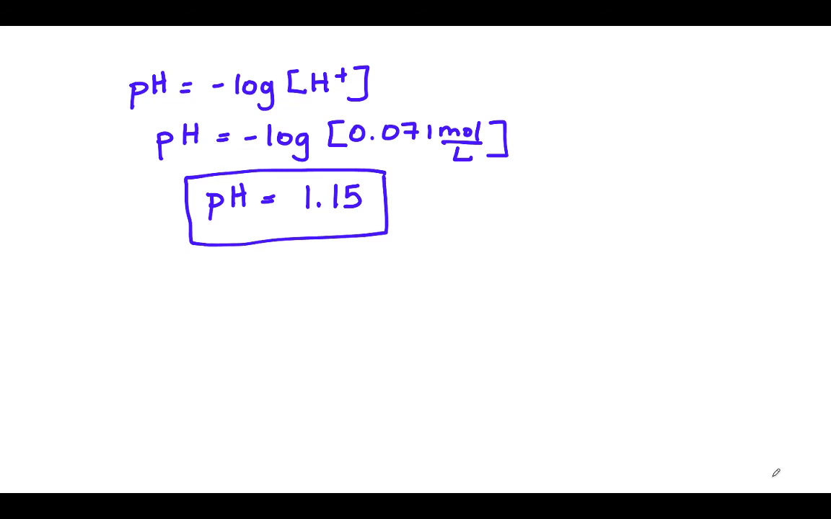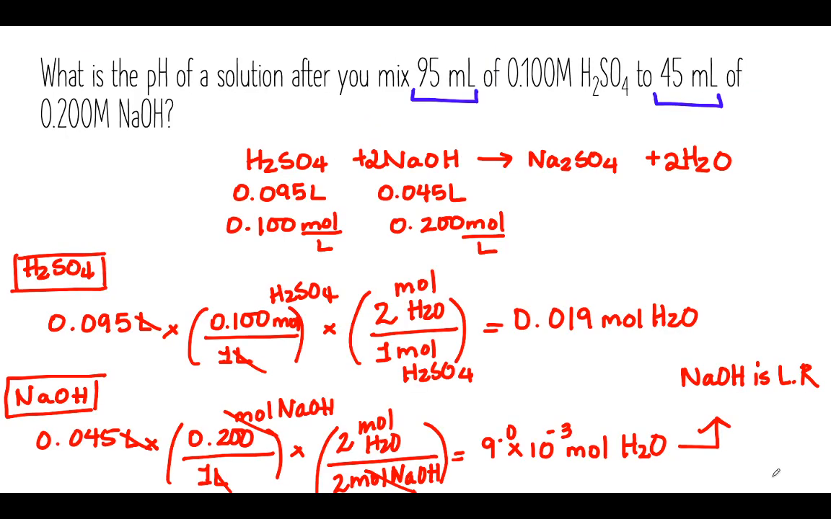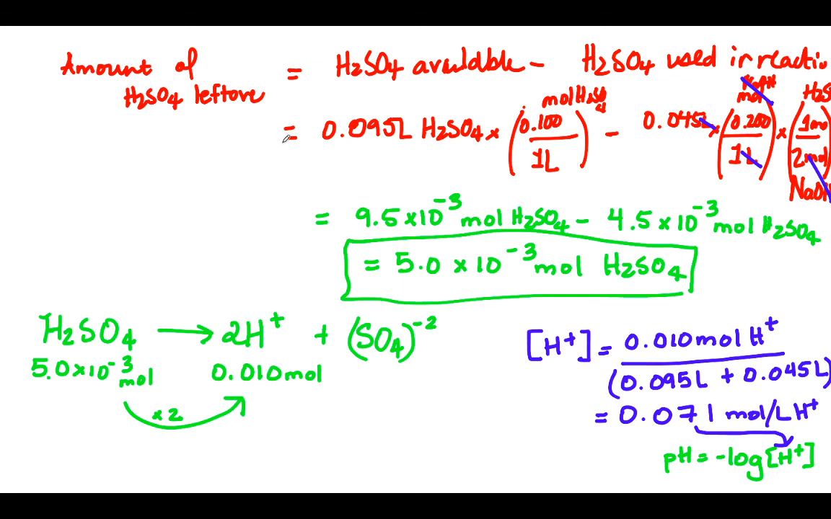Now, what if you have a question where your NaOH is left over? If your NaOH is left over, you do the same thing. You find the moles of NaOH that is left over, but your NaOH is going to dissociate to form OH minus. You can find the concentration of OH minus and then find the pOH, and then the pOH can help you find the pH, right? So if this is asking for pH, I can do 14 minus pOH to find the pH. Okay?